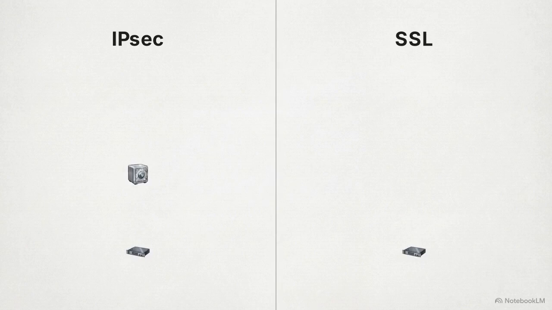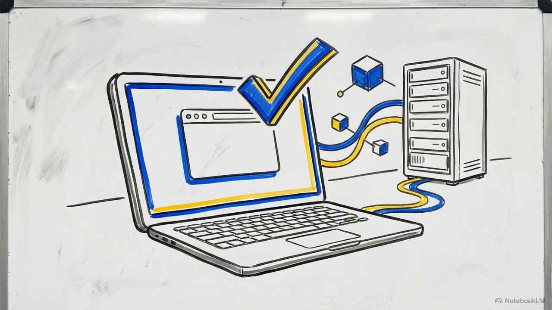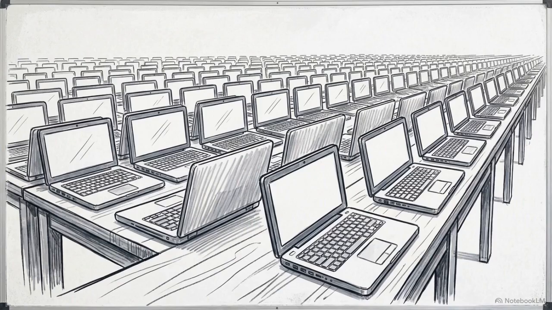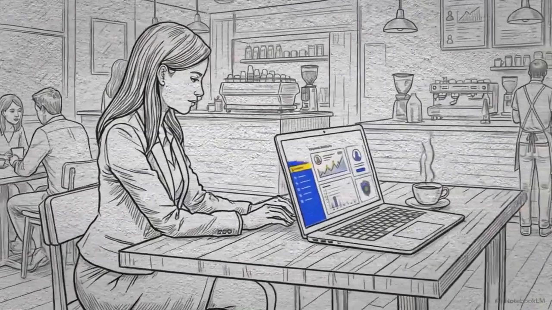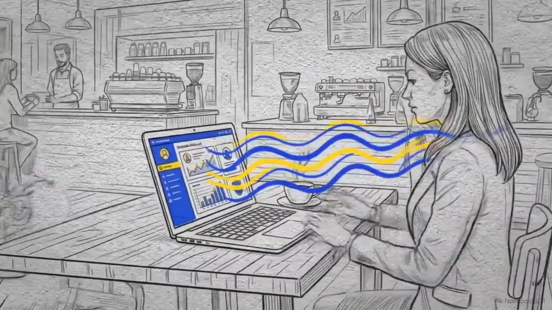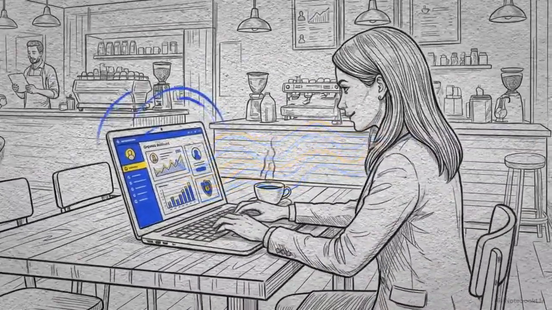IPsec utilizes heavy encryption and strictly requires dedicated VPN client software installed on the end user's machine. An SSL VPN operates through a standard web browser, creating a lightweight encrypted tunnel directly to the ASA. Because SSL relies on software the user already has, it minimizes IT overhead. Administrators do not have to update and manage third-party client software across hundreds of remote laptops. The choice between IPsec and SSL dictates the deployment burden. IPsec demands rigorous client management for maximum control, while SSL prioritizes agility and frictionless access for the user.